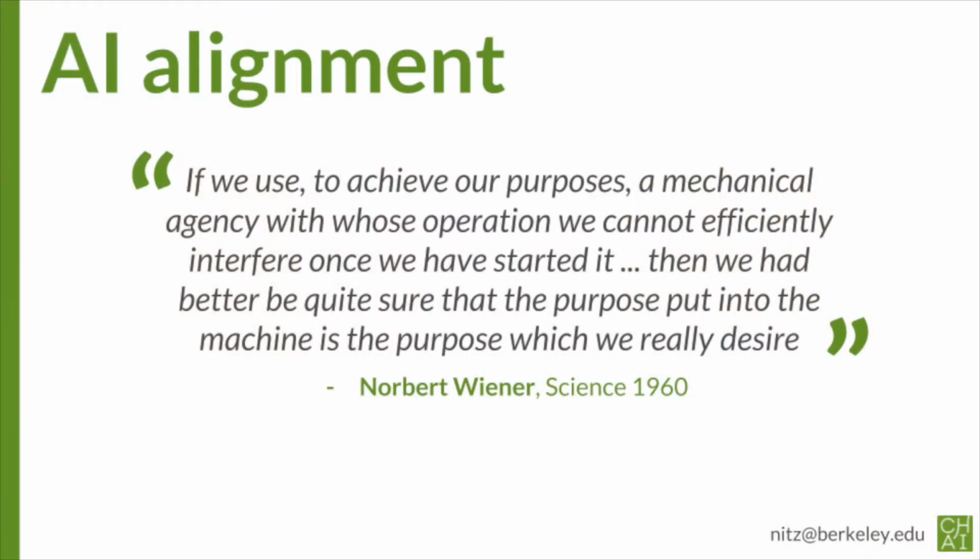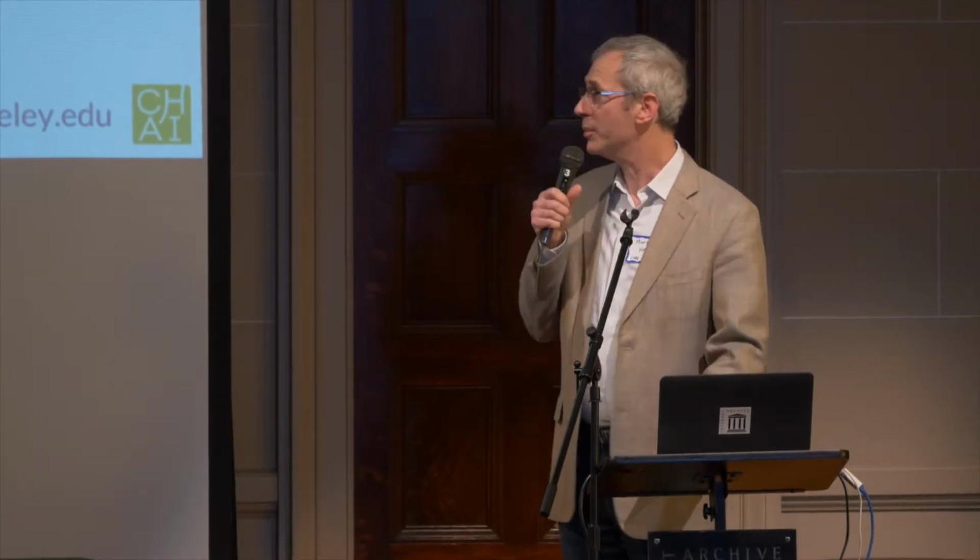I'm going to talk briefly about what CHAI does, the Center for Human Compatible Artificial Intelligence, and what AI alignment is. In 1960, the MIT professor who coined the whole idea of cybernetics, Norbert Wiener, wrote in Science about this problem. If we use, to achieve our purposes, a mechanical agency with whose operation we cannot efficiently interfere once we have started it, then we had better be quite sure that the purpose we put into the machine is the purpose which we really desire. That is the central problem of AI alignment.